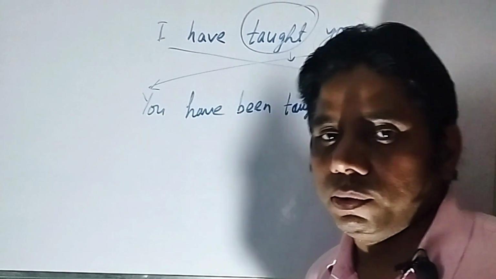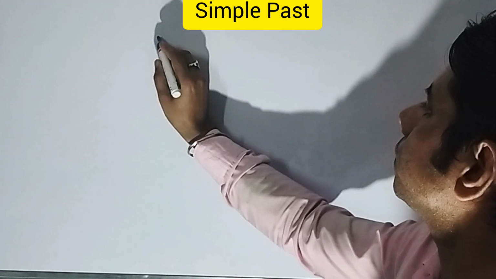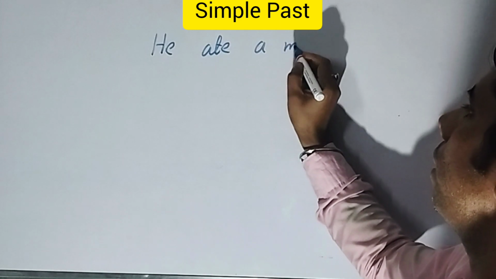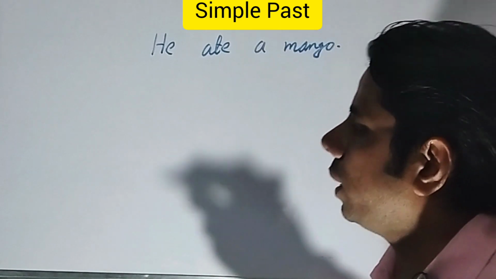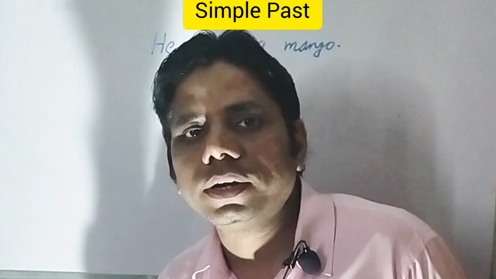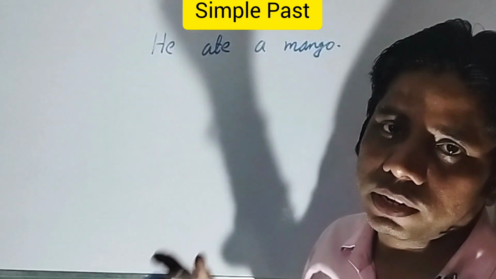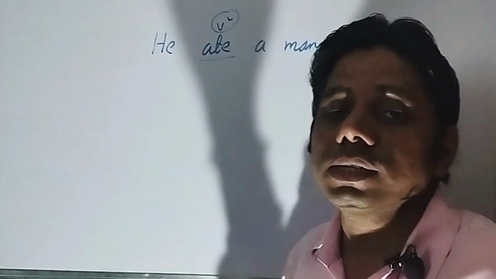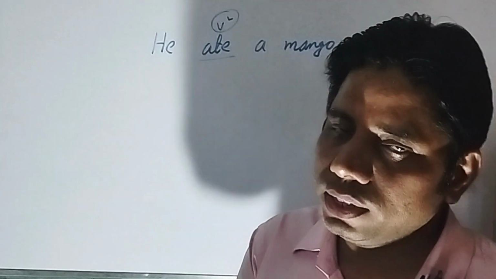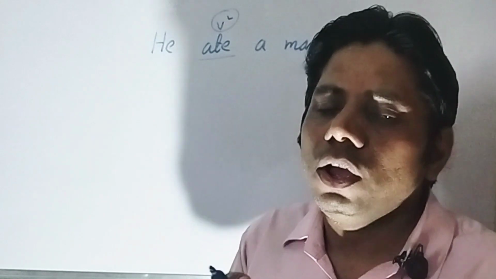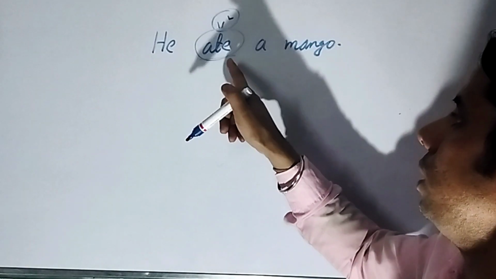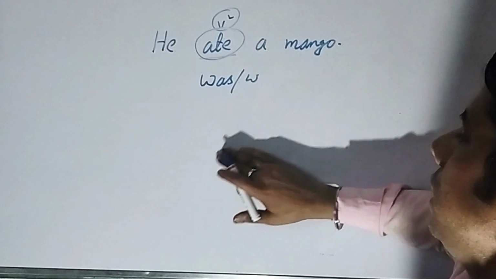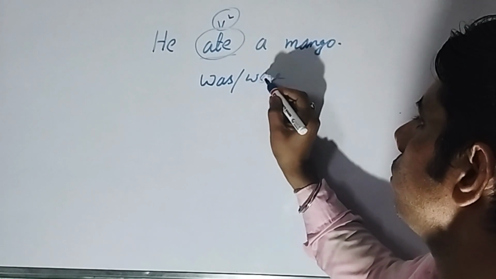Okay, and now I'm giving you the next sentence related to simple past. He ate a mango. Okay, what is the most important thing when we are converting a sentence from active to passive and the verb is in the second form? Listen carefully, this is the second form of it. So when you see the second form, you should use was or were. Listen carefully, but which type of subject you are using here, was or were. So we are using that.